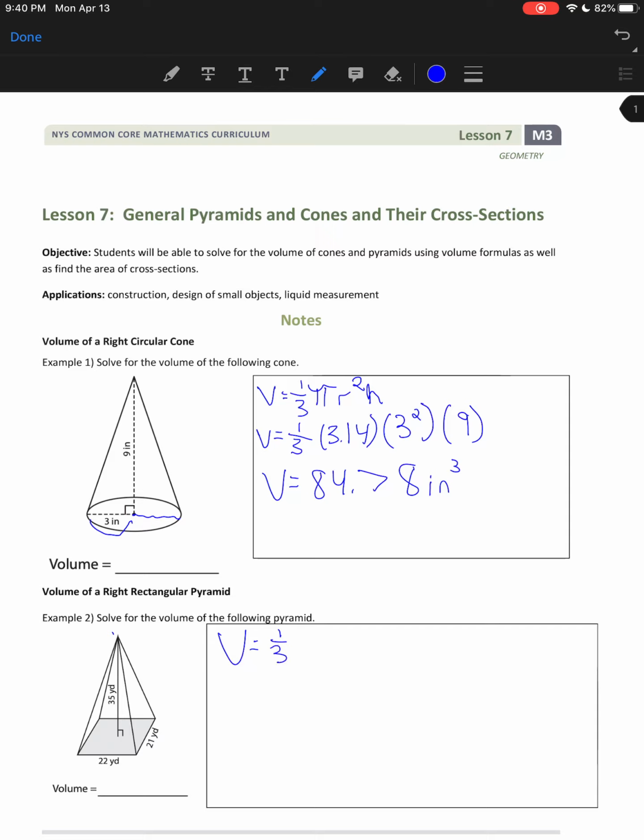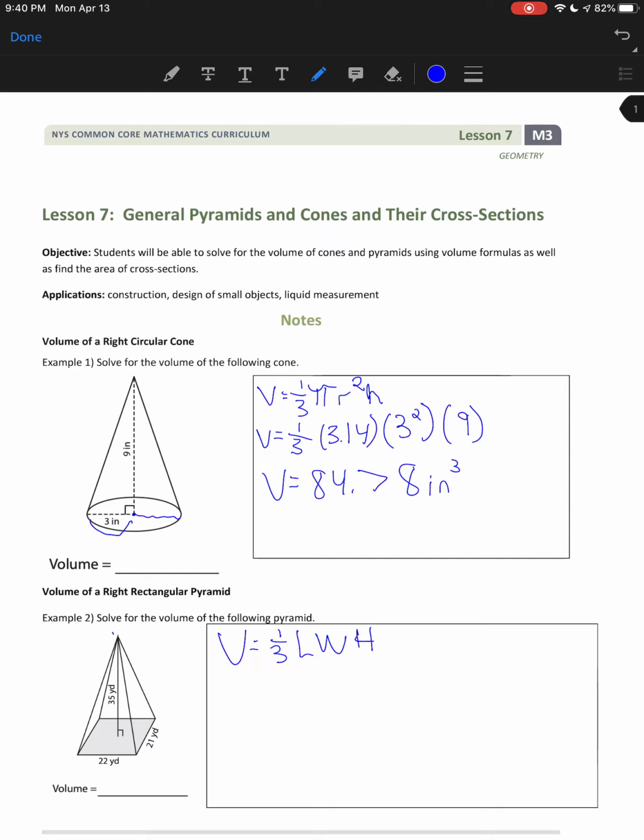1/3 length times width times height. So again, let's take a little look at this formula. If you remember when you did rectangular prisms, your volume was just length times width times height. So what we notice now is that this pyramid is really just 1/3 of the volume of the rectangular prism. So that's where this formula comes from. Not too mysterious.